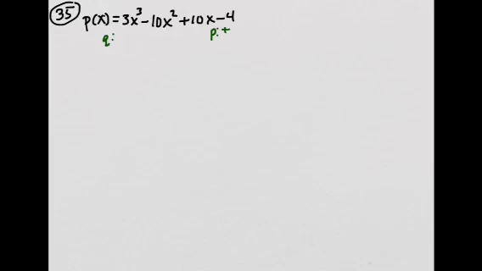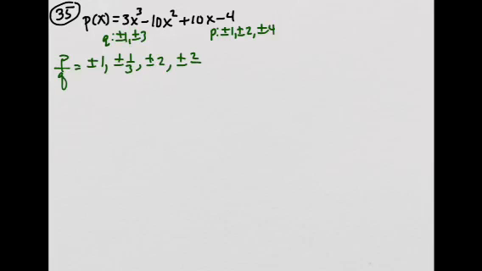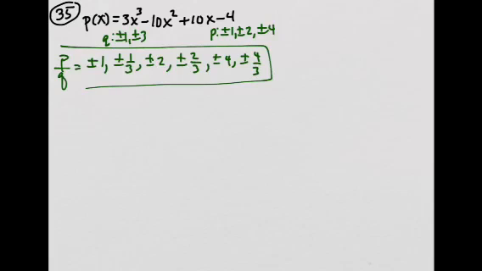So for P's, it's plus or minus 1, 2, and 4. For Q, it's plus or minus 1 and 3. So we need to make the list of P over Q, because these are the actual possible rational zeros or roots. So I'm going to take the P numbers over the Q numbers, so I get plus or minus 1, plus or minus 1/3. Then plus or minus 2, plus or minus 2/3. And then plus or minus 4, and plus or minus 4/3. So this is the list of possible rational zeros for this polynomial.